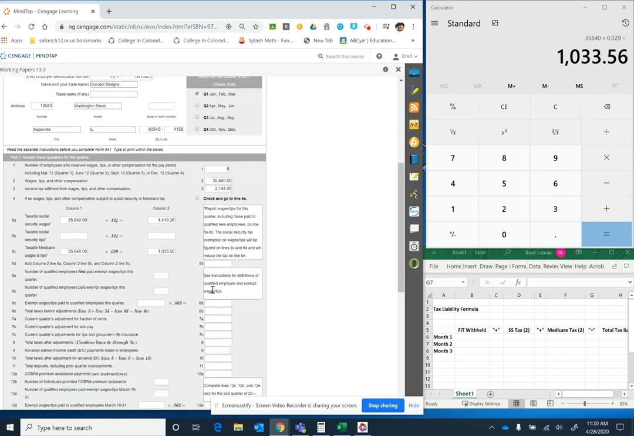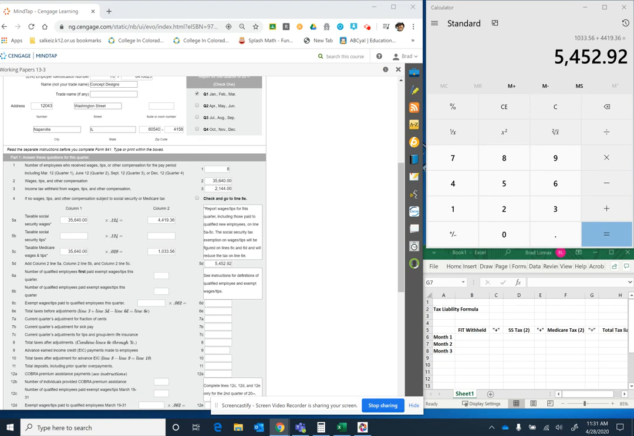Next thing we're going to do is add column lines 2, 5A, 5B, and 5C. So all it's asking us to do is add these up now. It wants us to add up 5A and 5C. We have nothing in 5B, so we don't have to worry about it. So I'll take that amount, $1,033.56, plus $4,419.36. And that comes out to be $5,452.92. Great. That takes care of 5D.